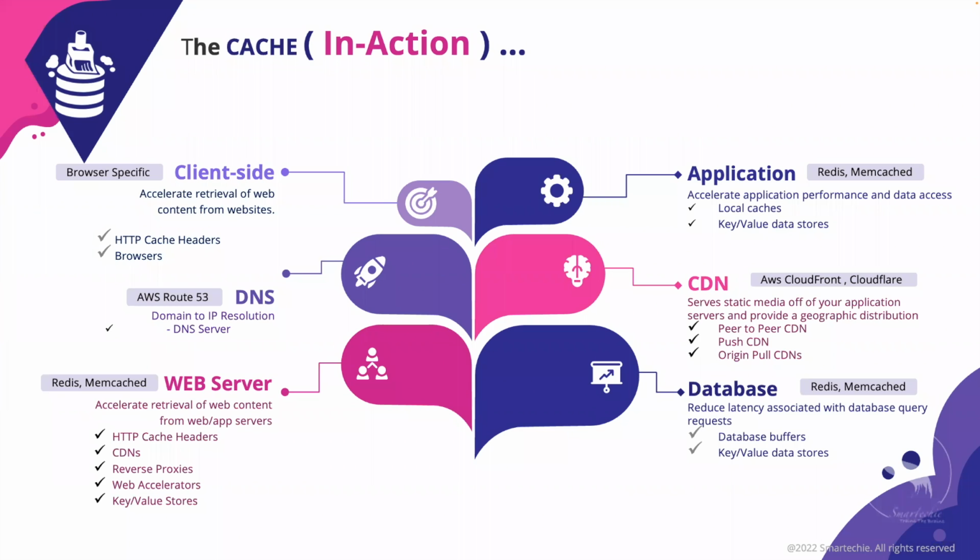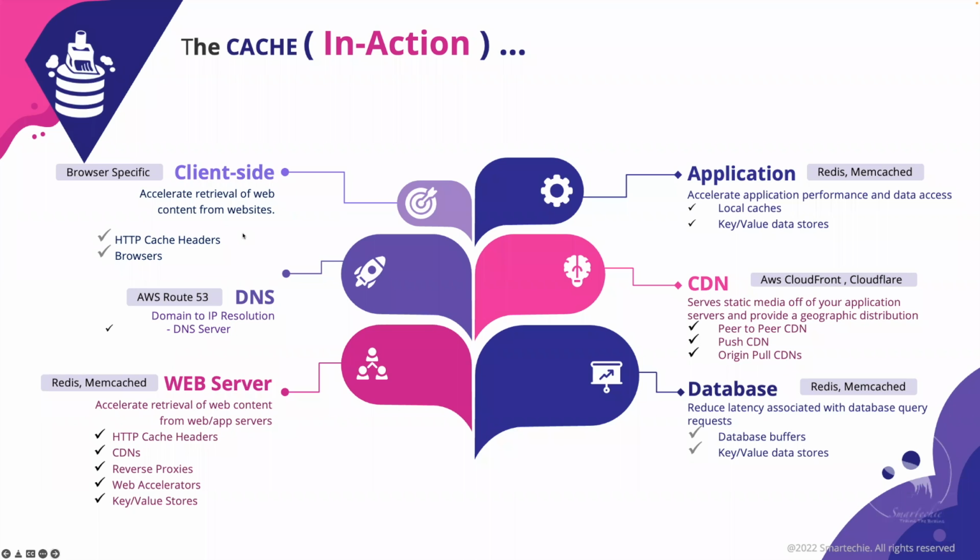Let's see how the cache can be used in different scenarios, different use cases, and different places. Like the load balancer we have discussed earlier, the cache also can be placed in all those places along with others. Cache can be used in different places. One is the client side. Client side is mostly specific to the browser, so how the browser implements the caching mechanism. It's for accelerating the retrieval of web content from websites. That deals with the HTTP cache headers and the browsers.